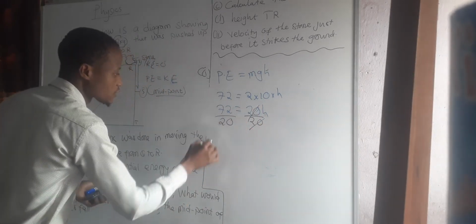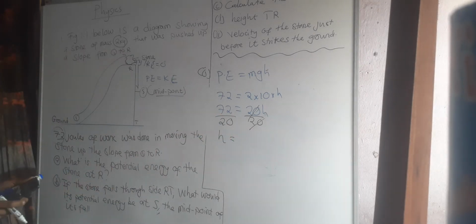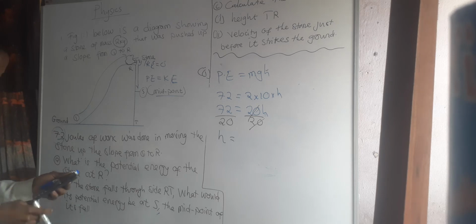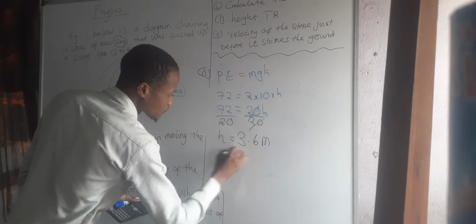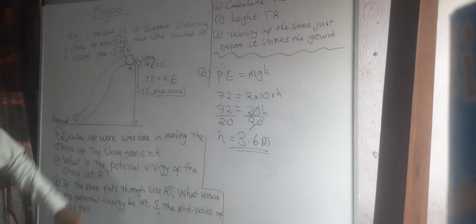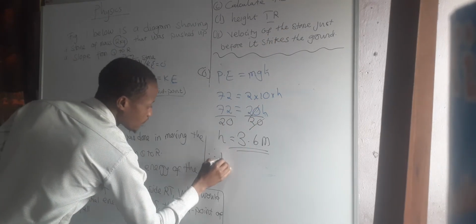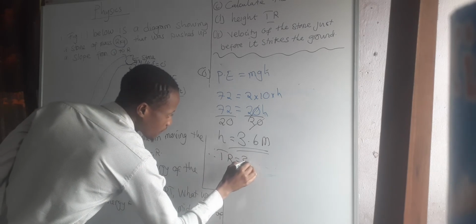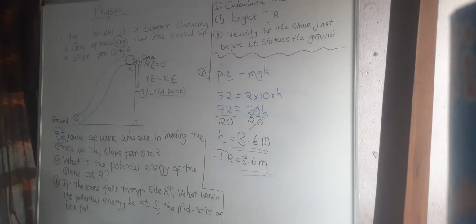20 into 20h, h is equals to 72 divided by 20, we have 3.6 meters. So the height TR is equal to 3.6 meters. Okay, we go to question C Roman numeral 2.